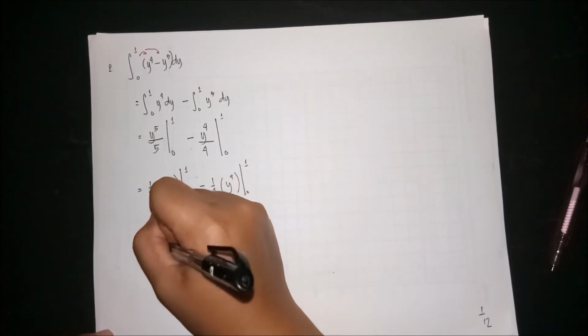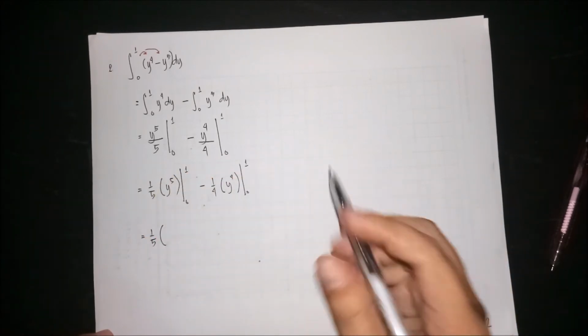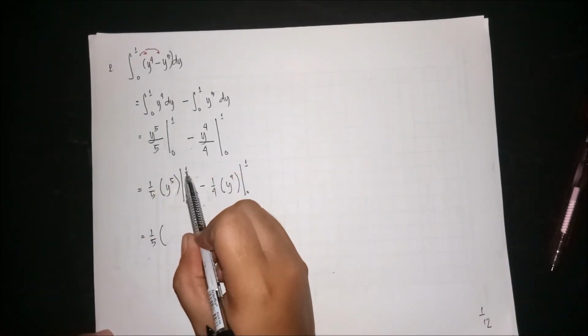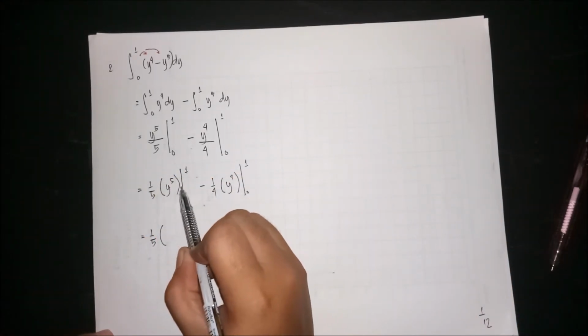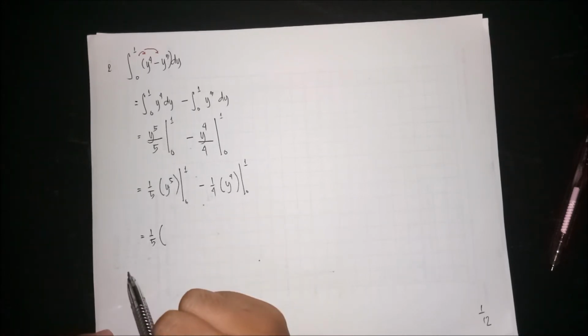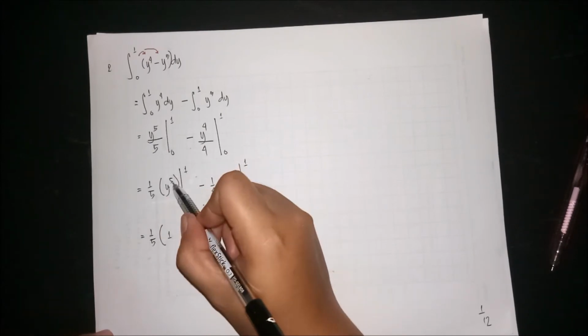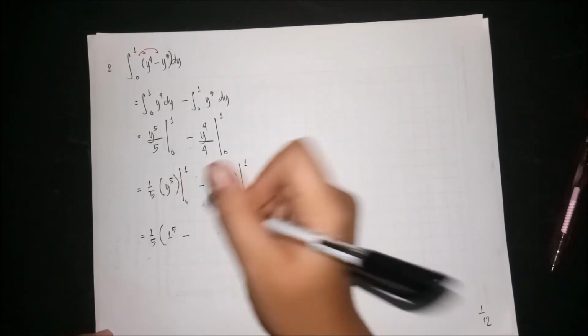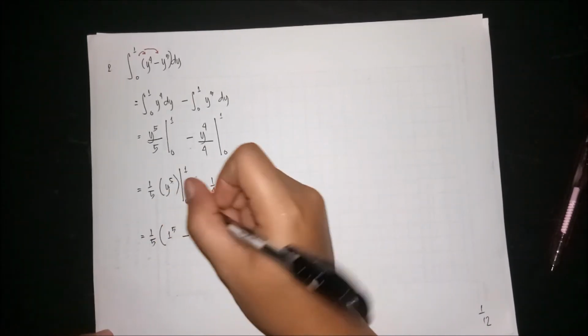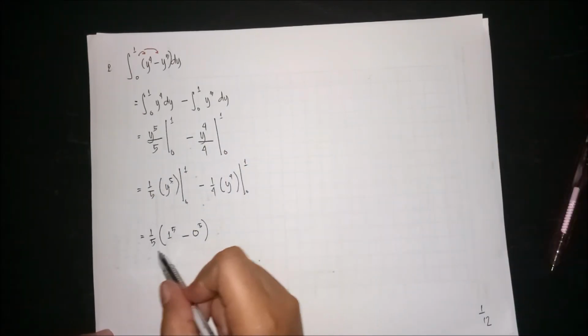So, I have here 1/5. Okay? Tapos, itong mga limit natin class, upper, lagay mo siya dito. Minus, lower, lagay mo siya dito. Okay? So, yung upper natin is 1. Susulat ko yung 1, that's raised to the 5th, minus yung lower natin class, which is 0, that's raised to the 5th. Ganun lang class. And then, algebra na siya.